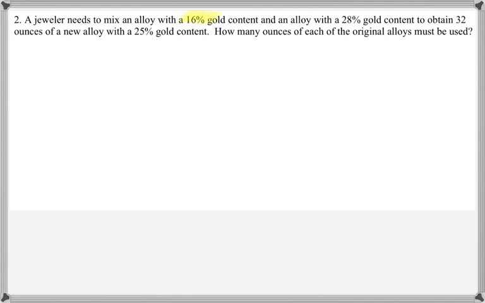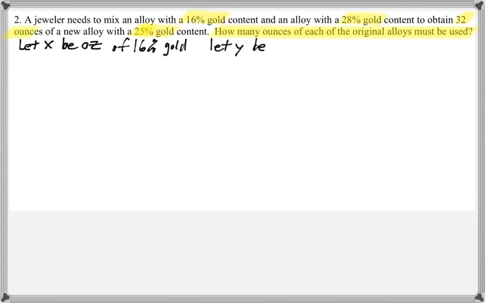So 16%, 28%, 32 ounces, 25%, and our last sentence tells us that we need to define those as our variables. So I'm going to let X be the ounces of the 16% gold, and I'm going to let Y be the ounces of the 28% gold.